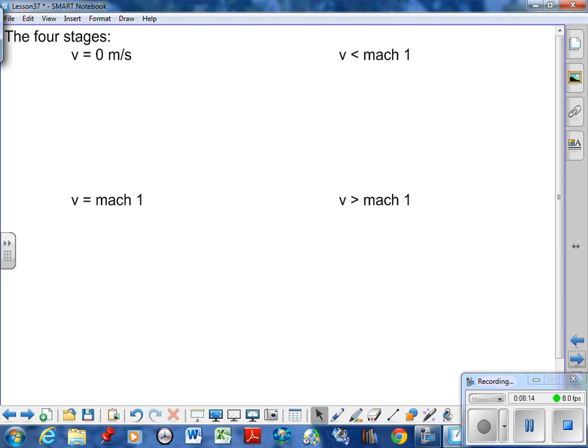So the 4 stages then. So we'll talk about the stages that the plane will go through. So at 0 meters per second, the plane is in the center. So it's on the ground idling. Okay, so the noise is emanating outward from it. All right, in all directions.